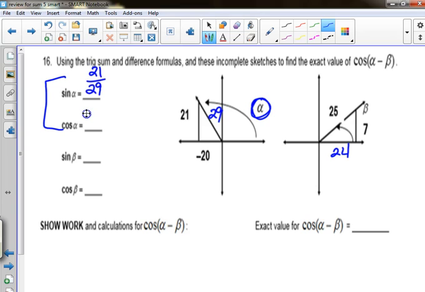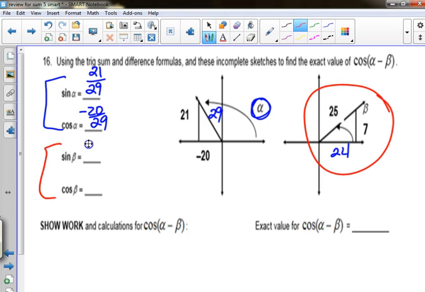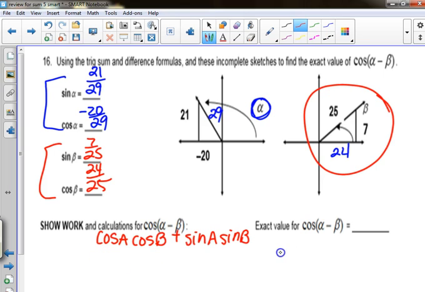21 over 29, okay. And then from the beta triangle, sine and cosine are... The quiz actually says, write out what identity you're going to use. So what is cosine of A plus B? It's equal to this, and you can use A's and B's, I don't care. That's the identity we're going to use.